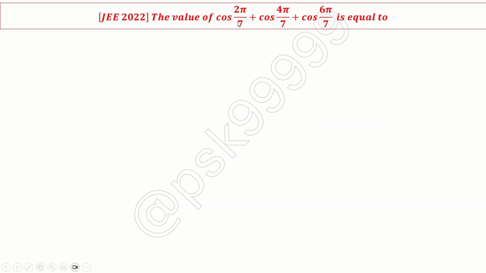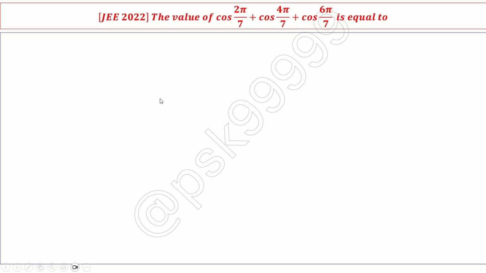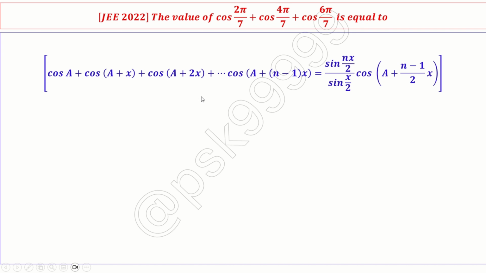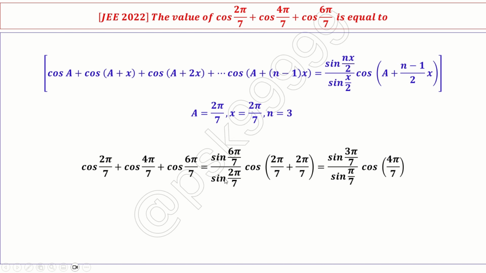Very simple. Find the value of cos 2 pi by 7 plus cos 4 pi by 7 plus cos 6 pi by 7. For 2 pi by 7, we don't have any particular angle value to remember, right? So what we will do is apply the cosine formula. a is 2 pi by 7, and x, the difference, is also 2 pi by 7, and the number of terms is 3. If I apply this, what I will get is sine 6 pi by 7 divided by sine 2 pi by 7 into cosine of 2 pi by 7 plus 2 pi by 7.